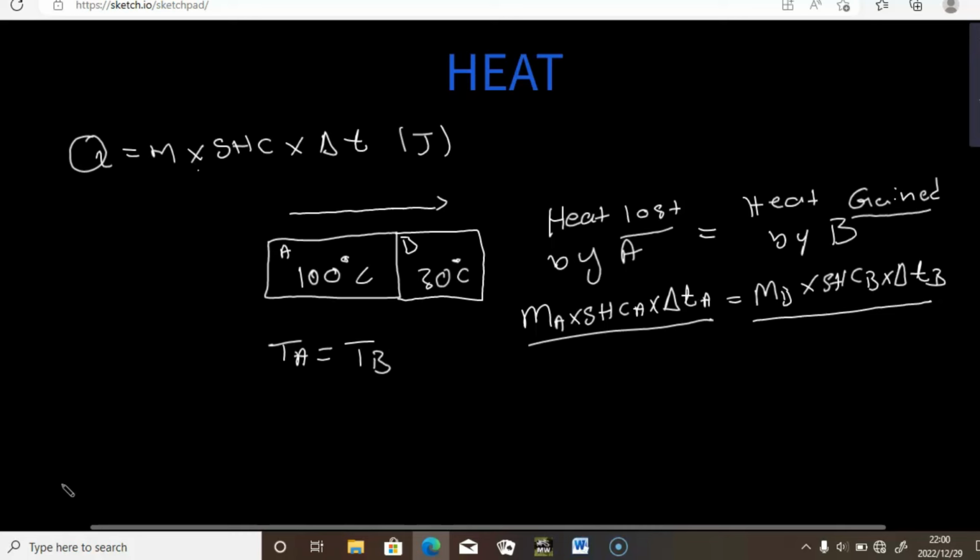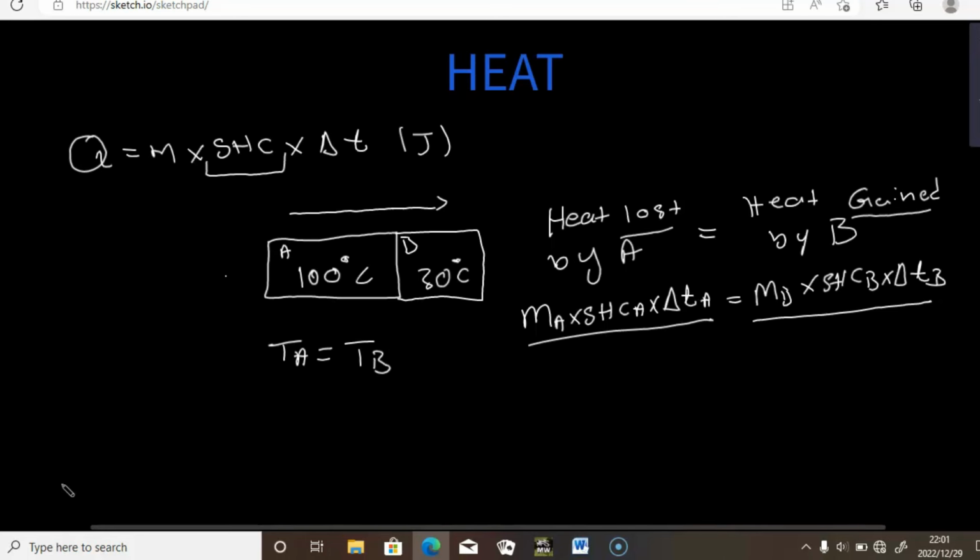We then have something else, specific heat capacity. What is specific heat capacity? Specific heat capacity is the amount of heat needed to raise 1 kg of a substance by 1 degree Celsius. This tells us that objects are different and they require a specific, unique amount of energy to make an increase of 1 degree Celsius.